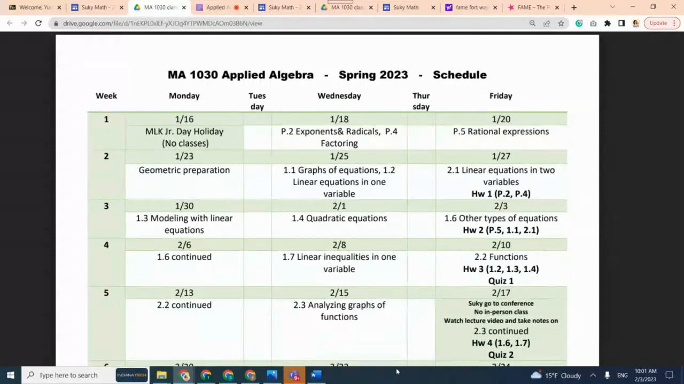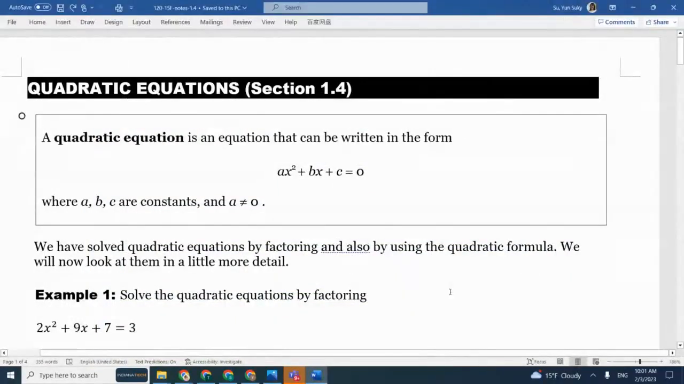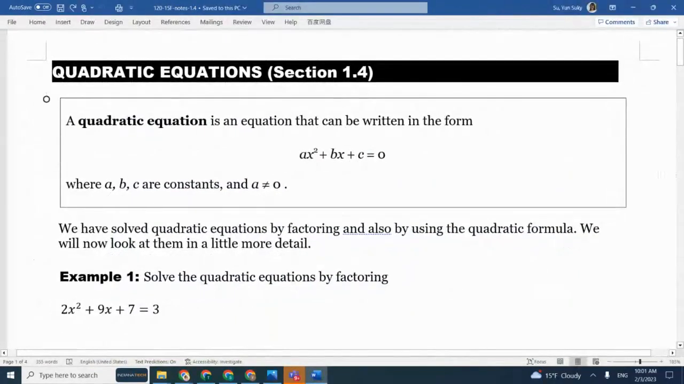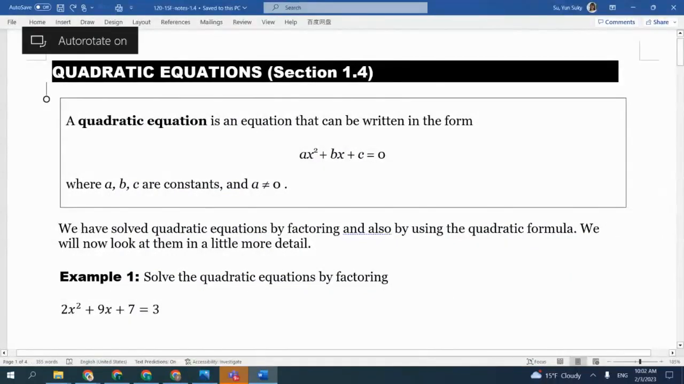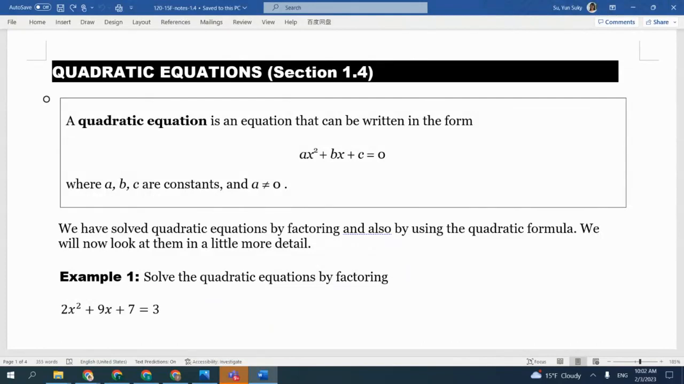All right. So last time we talked about 1.3. We are a little bit behind schedule. Today we talk about 1.4. Last time I gave you the 1.4 handout. Do you still have it? Good. Okay, so let's start.